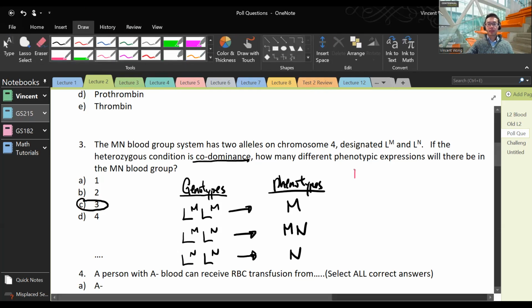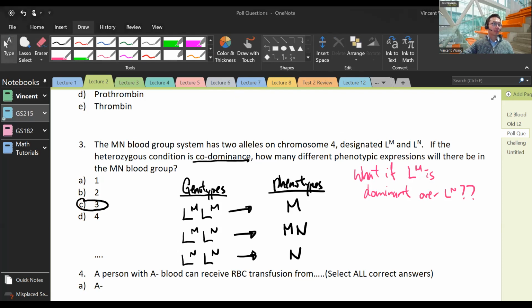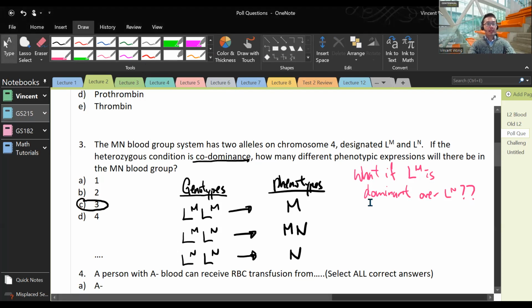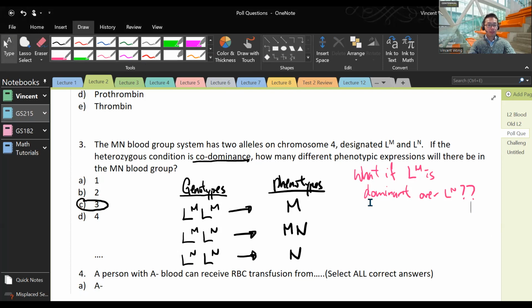Okay, what if I say LM is dominant over LN? Then what would the answer be? Let's try one more time. Oops. I don't know what I just did. Oh, I downloaded the results. Okay, here. Try again. Okay. What if LM is dominant over LN? Then how many genotypes, phenotypes are we going to have?